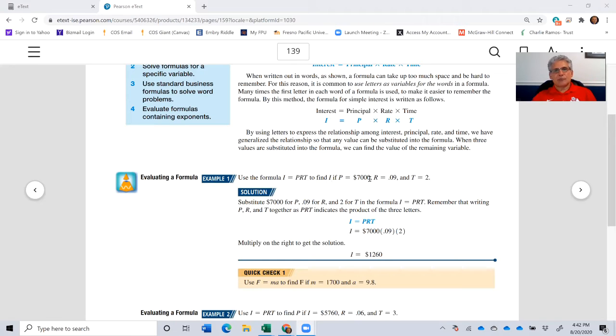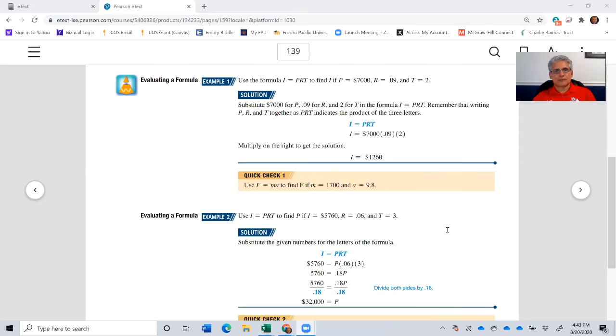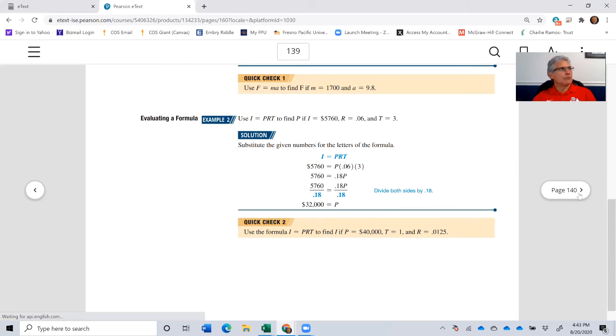So I equals PRT, we plug in the numbers. P, 7,000, R is 0.09, and T is 2, so 7,000 times 0.09 times 2 gives us $1,260. So I, which is the interest earned on an investment, if you deposited $7,000 earning 9% for 2 years, by the way, this would be what's referred to as a simple interest computation. Then the result would be I equals $1,260. Same thing again, I'm sure you can plug in those numbers.